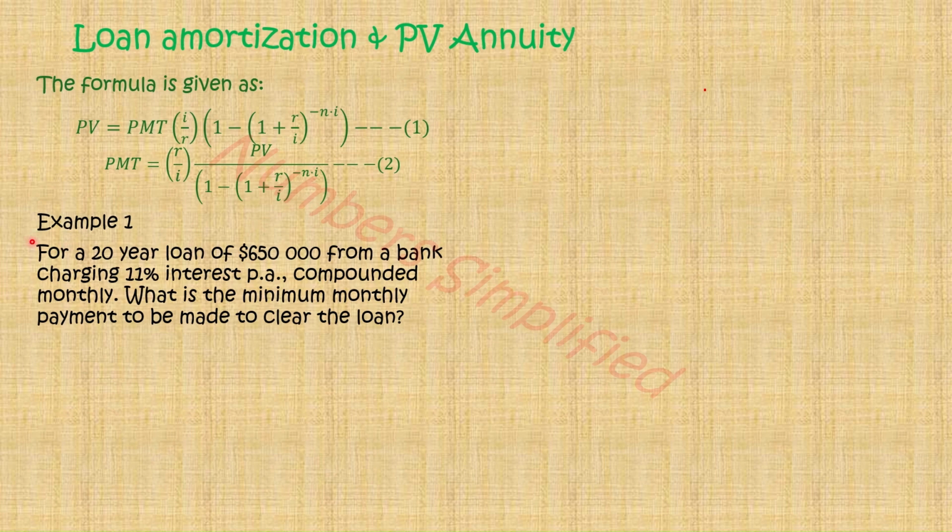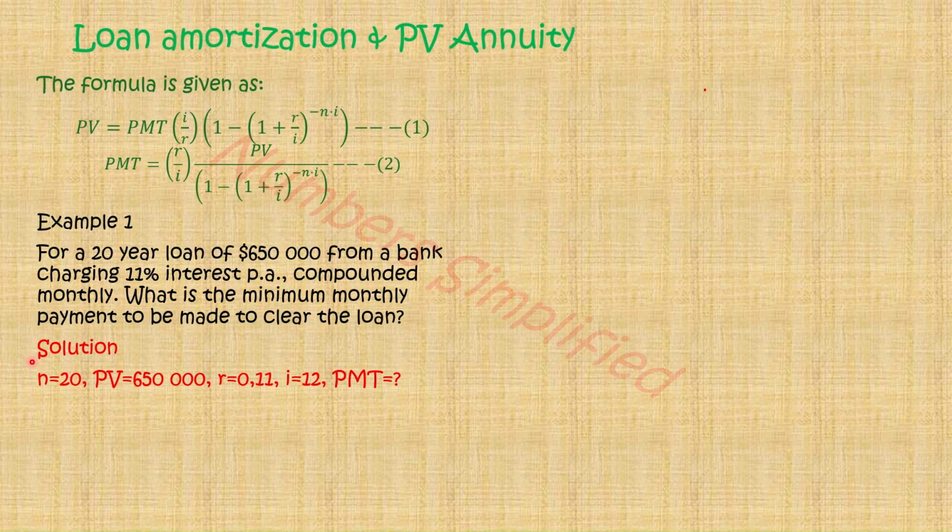Example 1. For a 20-year loan of $650,000 from a bank charging 11% interest per annum, compounded monthly, what is the minimum monthly payment to be made to clear the loan? The solution.